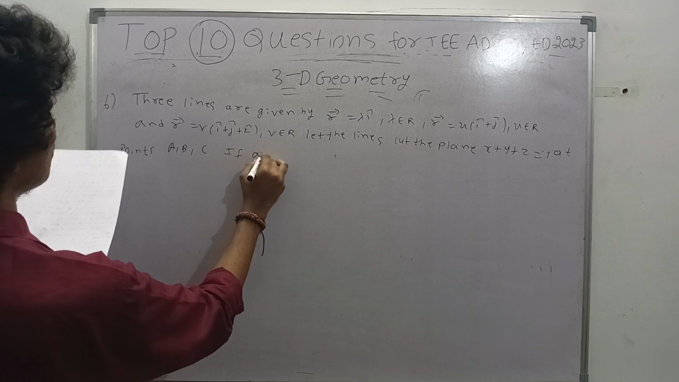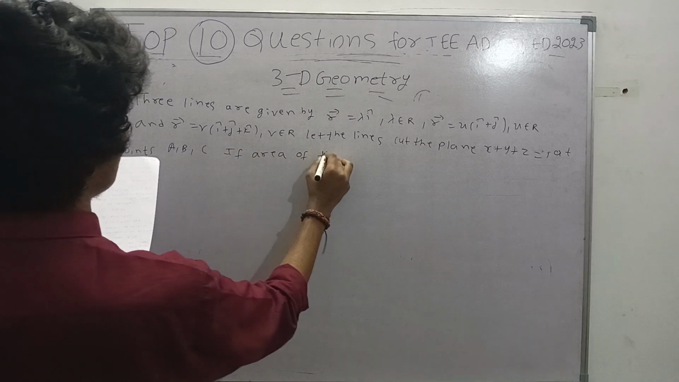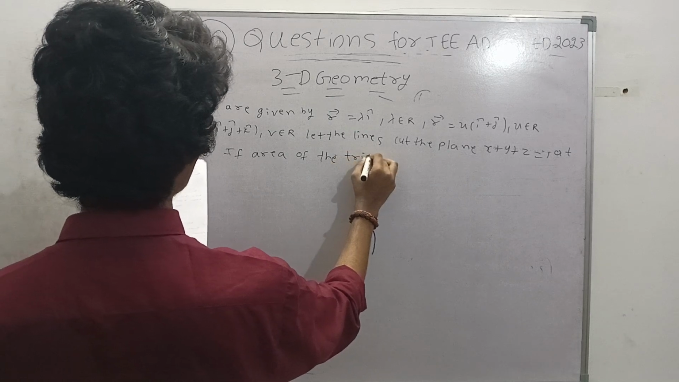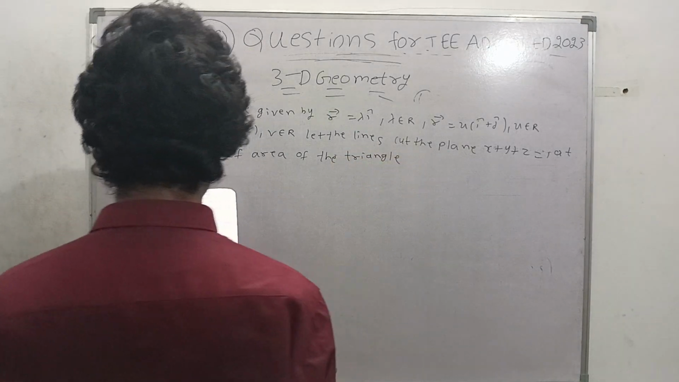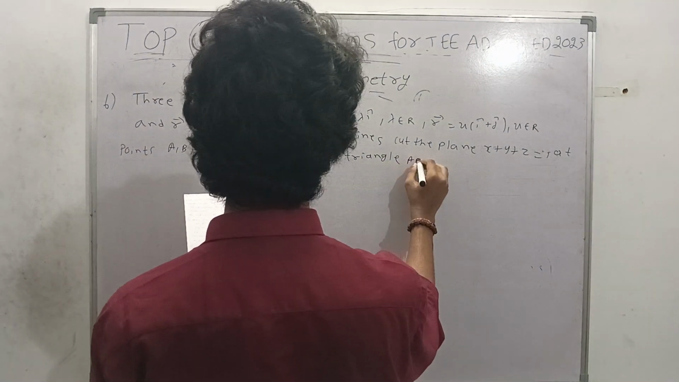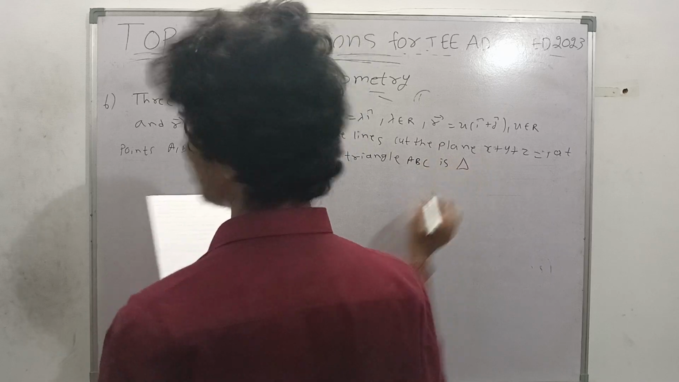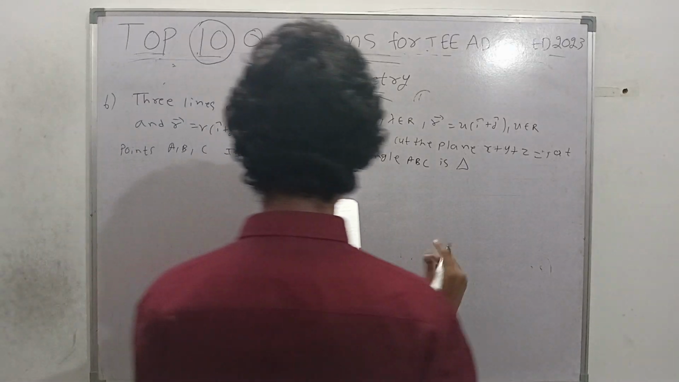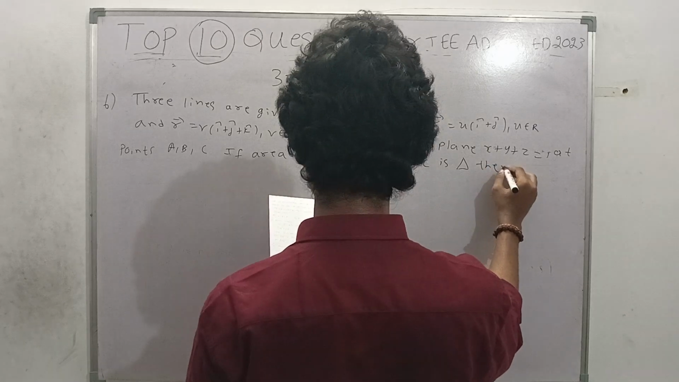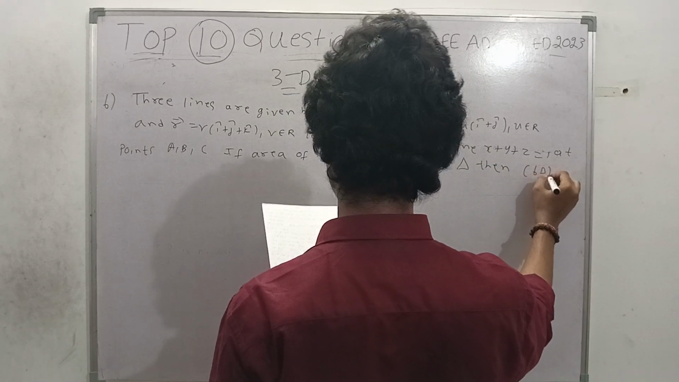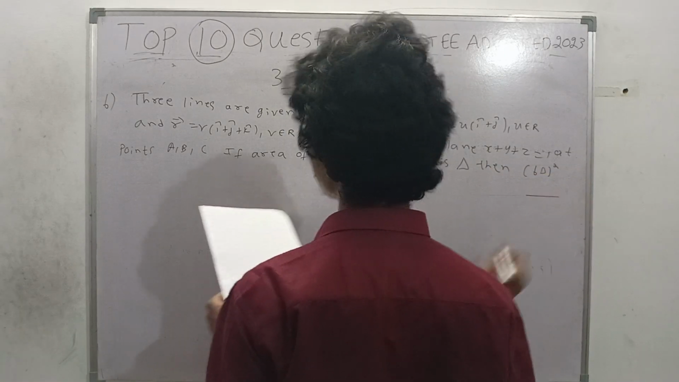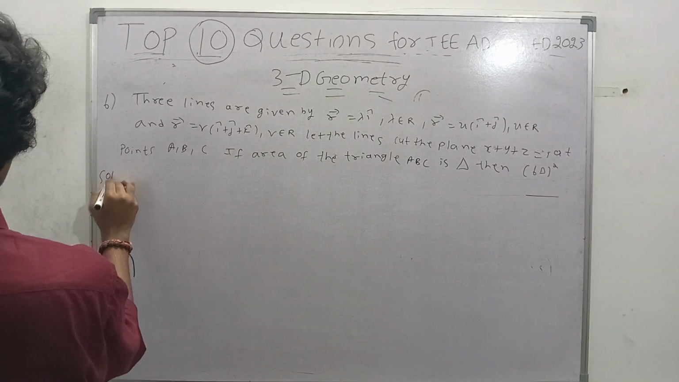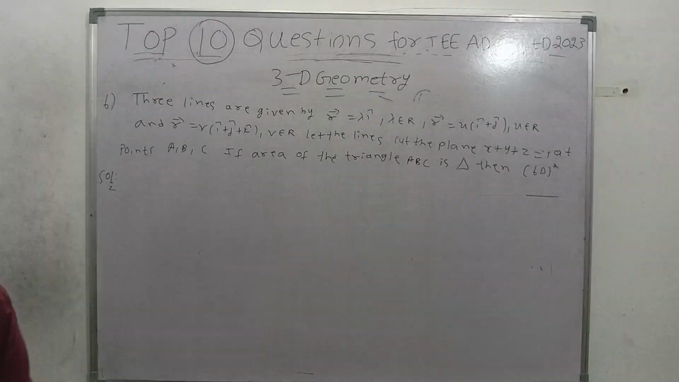If the area of the triangle ABC is delta, then they are asking 6 delta whole square. What is 6 delta whole square? Now it is the solution part.